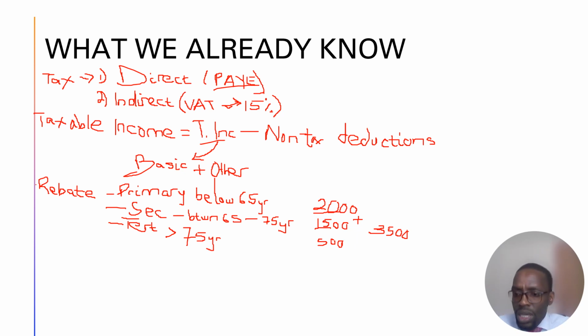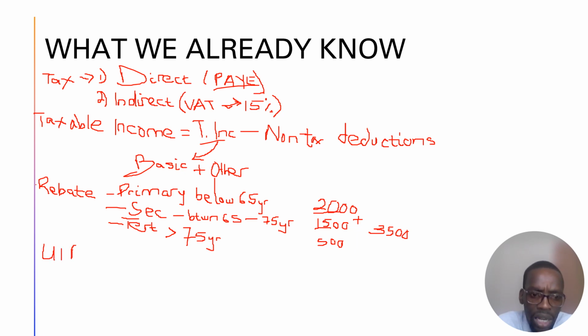Now you also need to understand what we mean by the PAYE. When we talk about PAYE, we are saying it's pay as you earn. PAYE is an abbreviation that means pay as you earn, which means the more you earn, the more you are going to pay in taxes. That kind of system in South Africa, we call it the progressive income tax system.